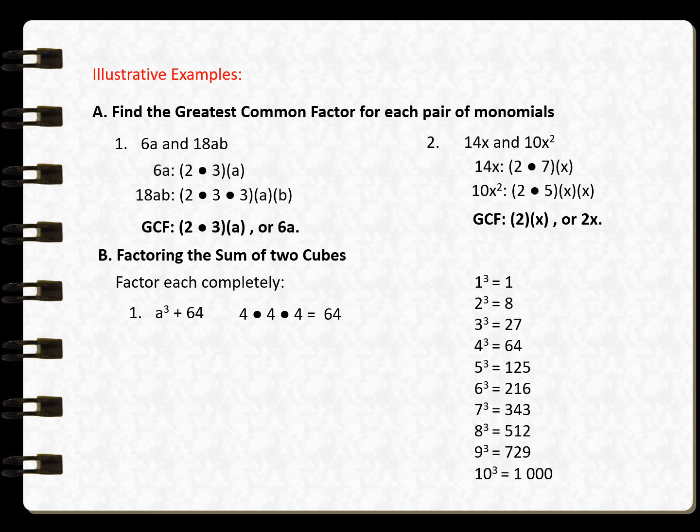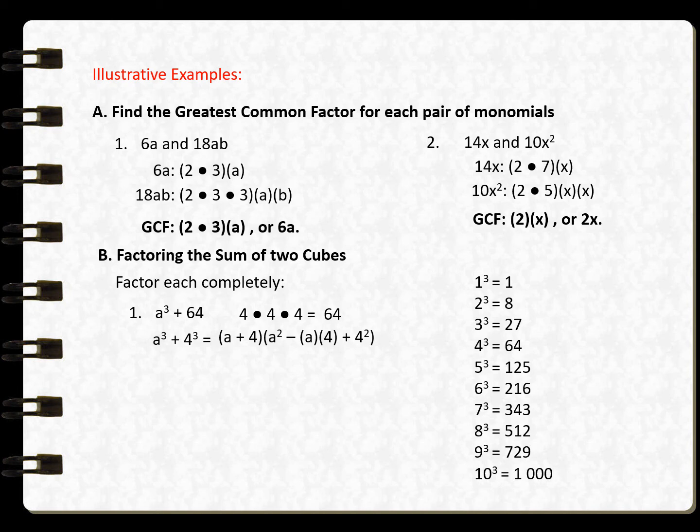Para mas madali ang pagpa-factor ng sum of two cubes. So, a cube plus 4 cube, 64 can be written as 4 times 4 times 4, kaya po yung 64 is also the same as 4 cube. So, ang first term natin is a plus 4. Ang first term, last term is 4. So, that is a plus 4.